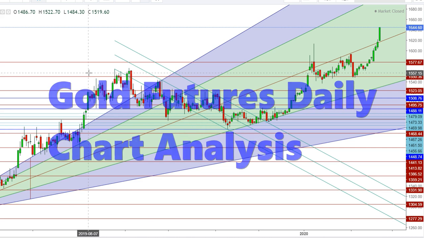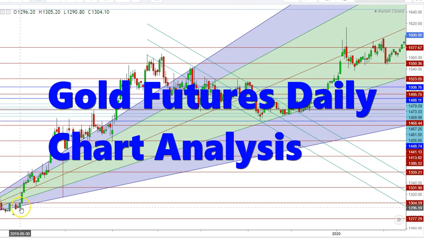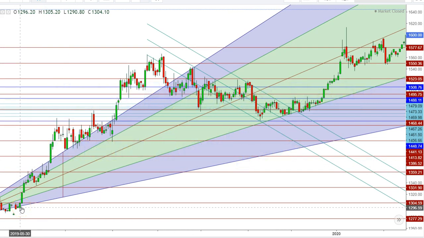Let us start the day to analyze the movements of gold futures in a daily time frame. Here you can see the movements of gold futures in a daily time frame. Here you can see that the gold futures started an upward trend since 30th May 2019, when the gold futures were trading at the levels of $1296.